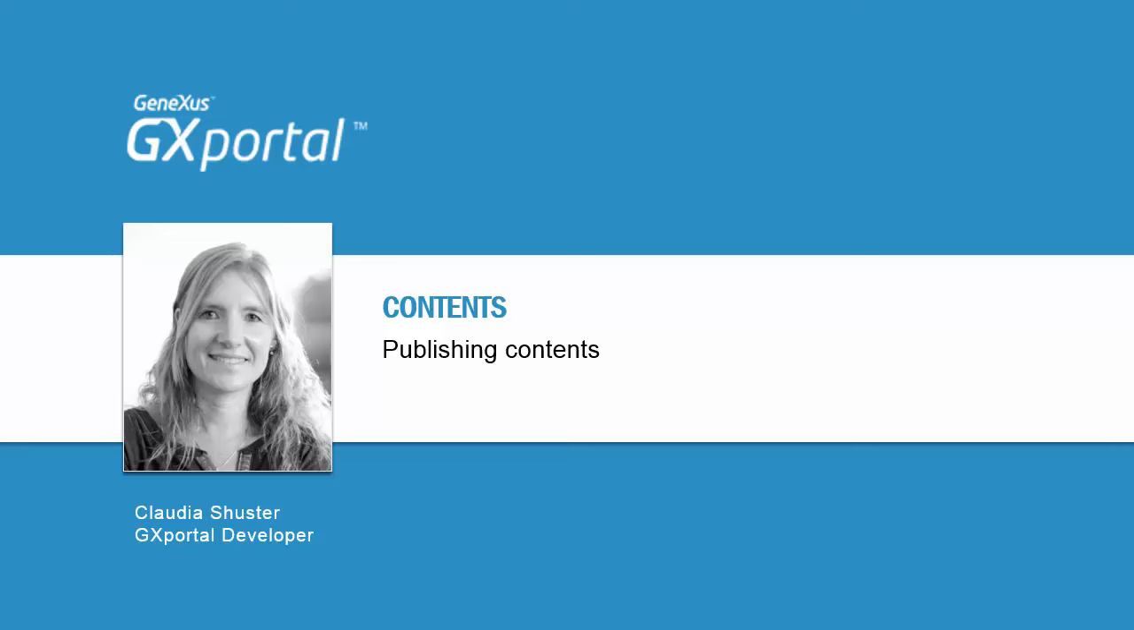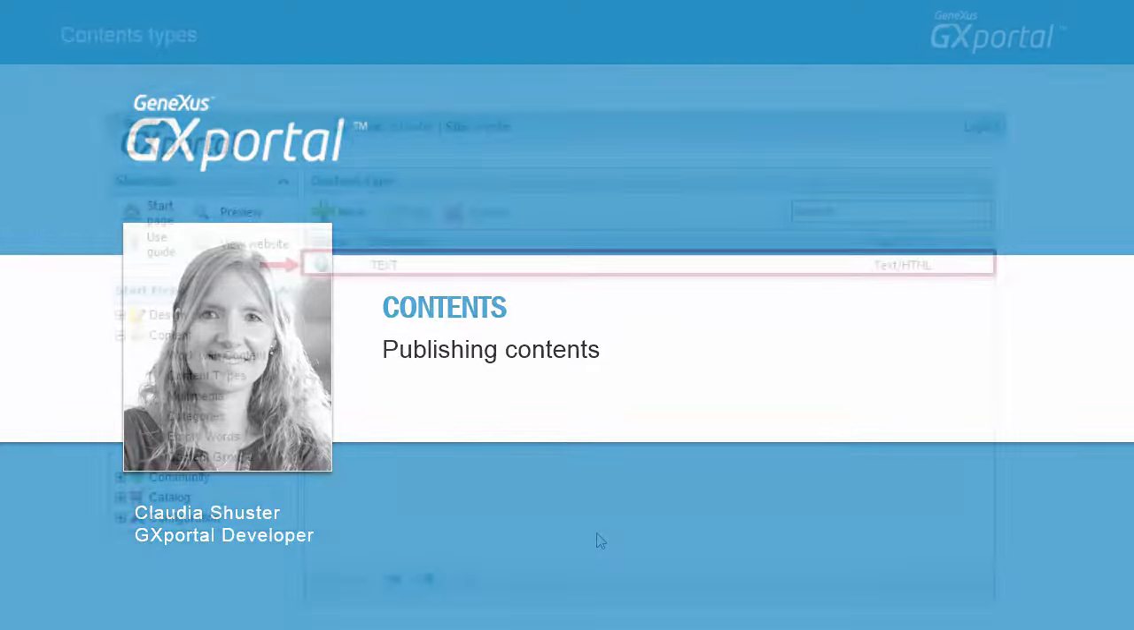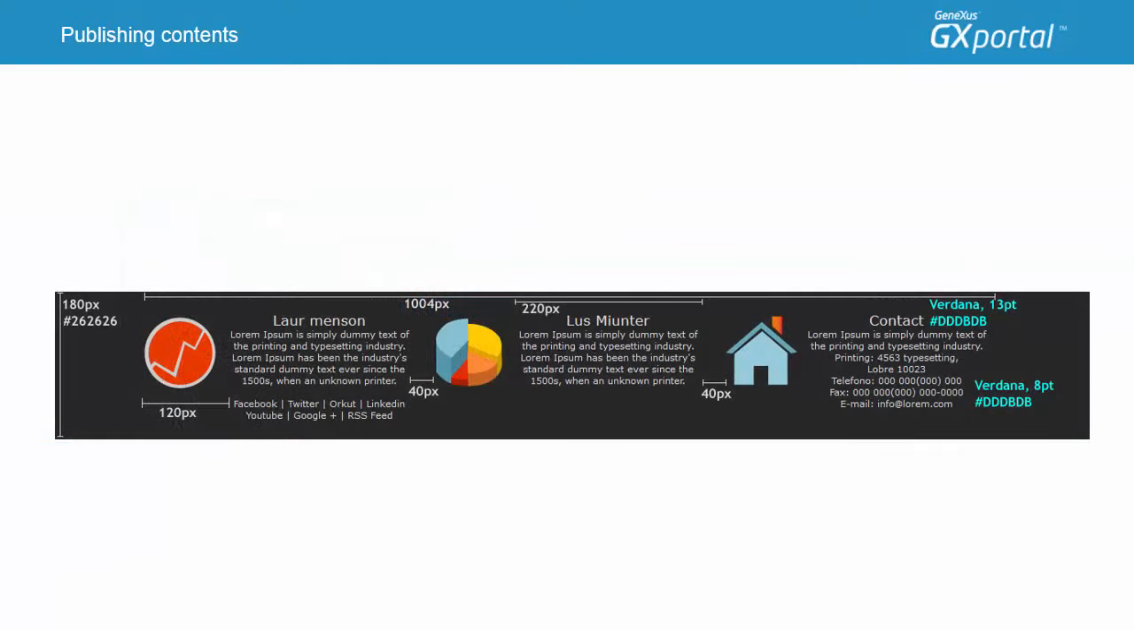In the previous video, we saw what content types are and when it's useful to create them. Our website already has a content type, so now we can start creating and publishing contents. The first task ahead is to complete the website template. To complete the page footer, we look at the sketch provided by the designer.